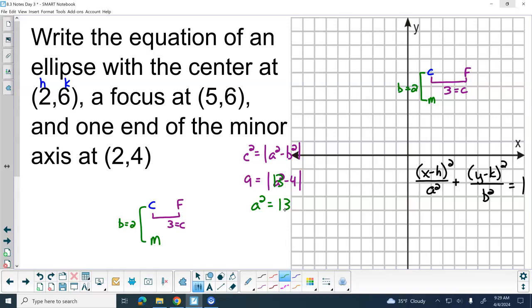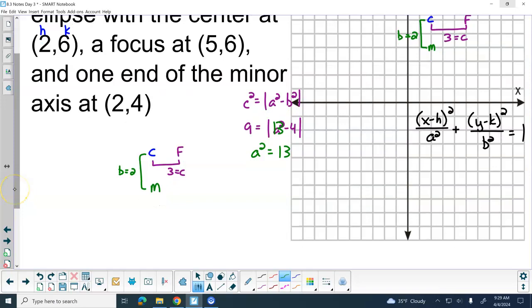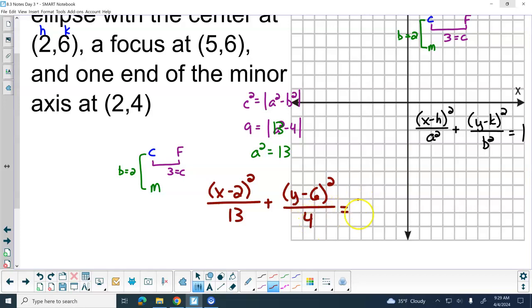I don't really care what A is, because I'm not using A in my final answer. I'm using A squared. So my final answer here then is x minus 2 quantity squared all over 13 plus y minus 6 quantity squared all over 4 equals 1.